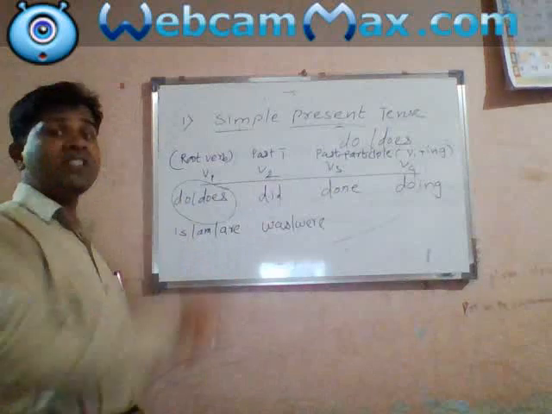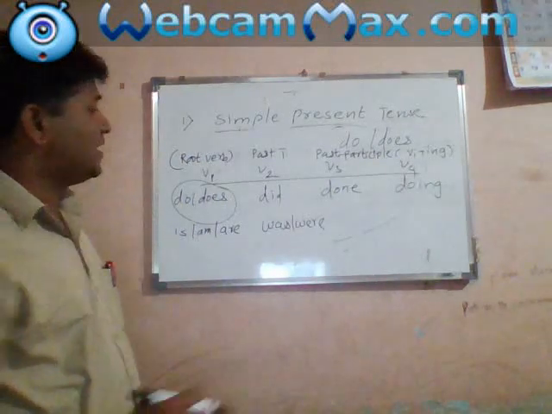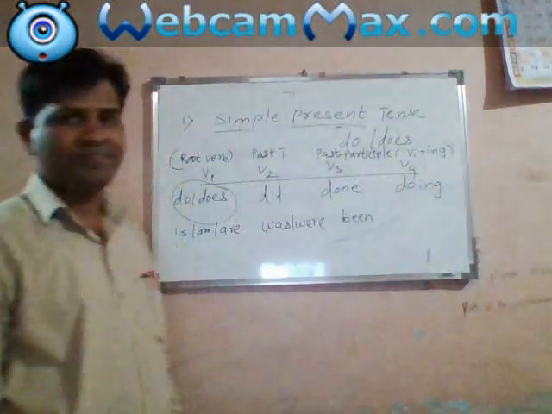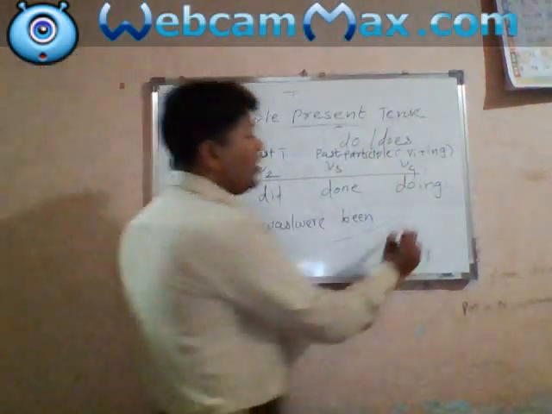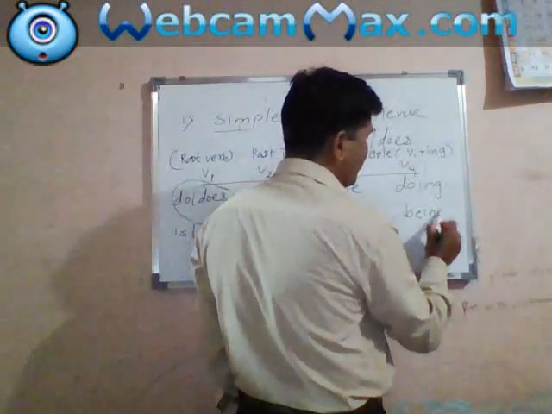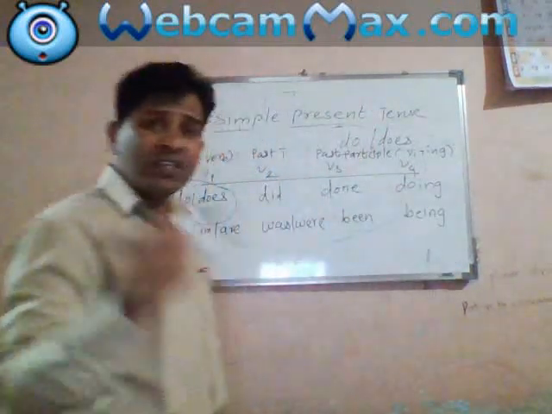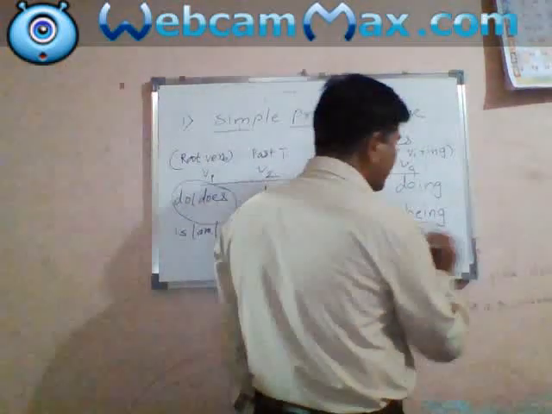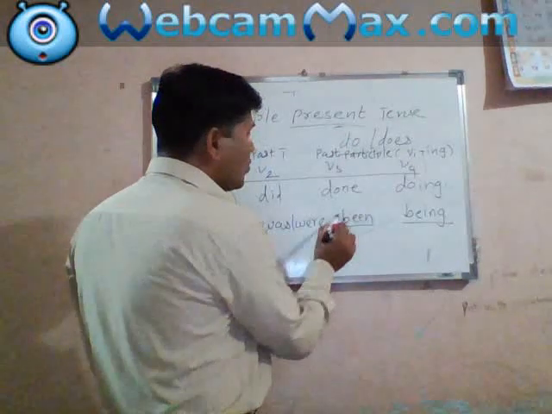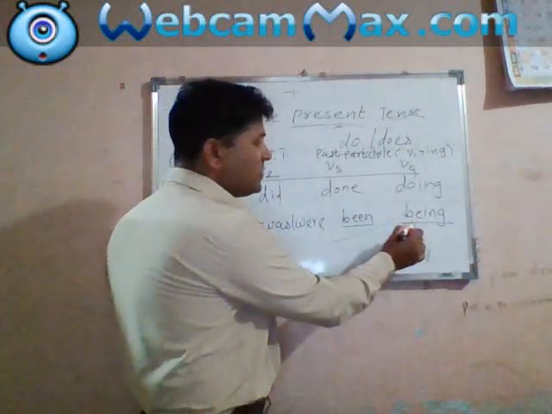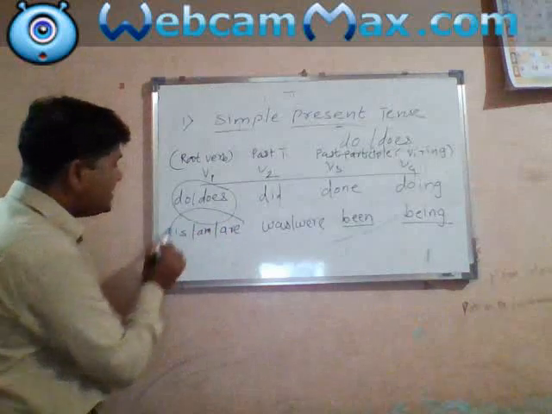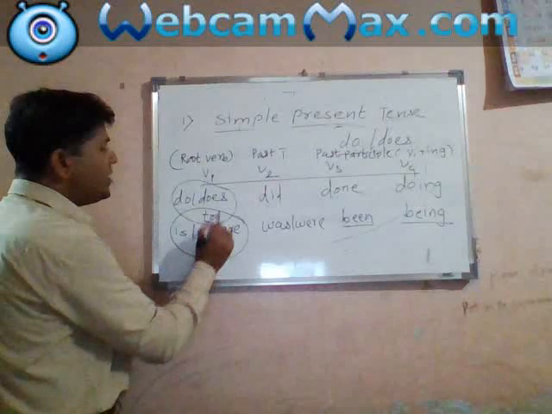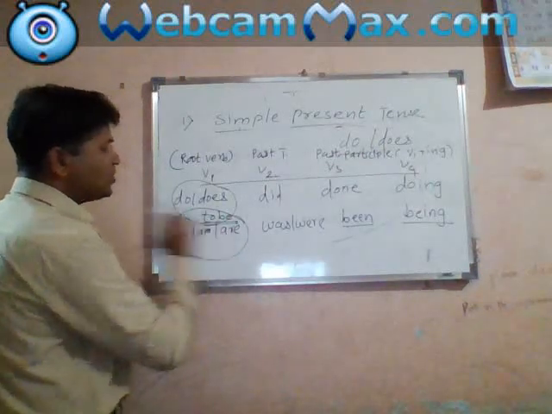Okay, but what is the third form of is and are? That is been. And V4 is being. Now the question comes to our mind: why is it been, and why is it being? Because is, am, are is called as to be.